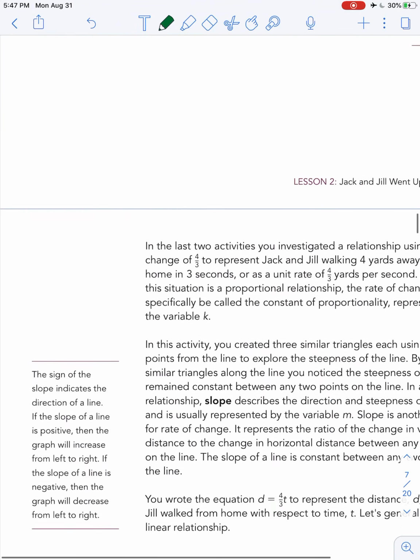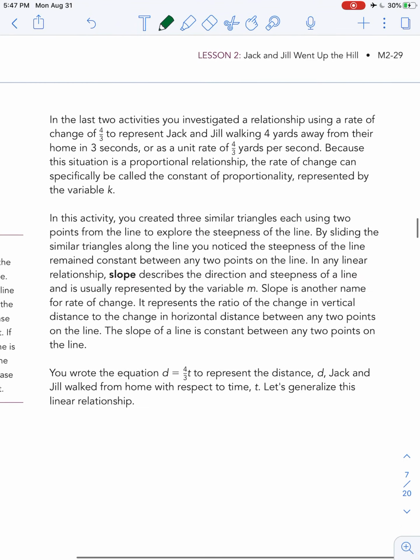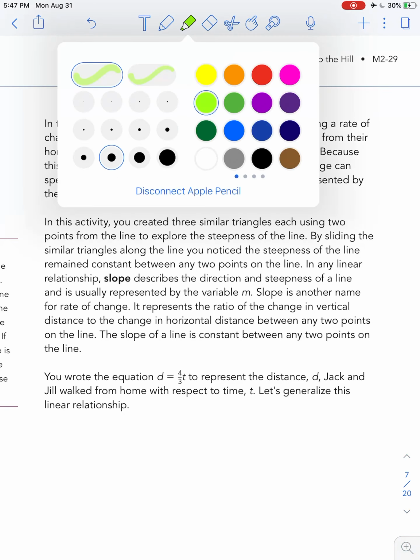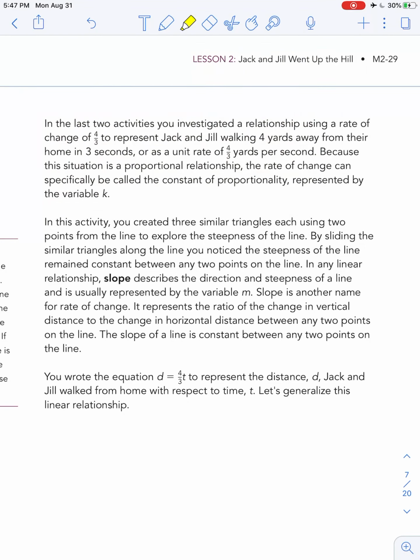Okay, we're going to skip this page because I already did it. And this is the highlighting page. We have a lot of highlighting. I don't want that color. I'm going to just go with yellow for this.